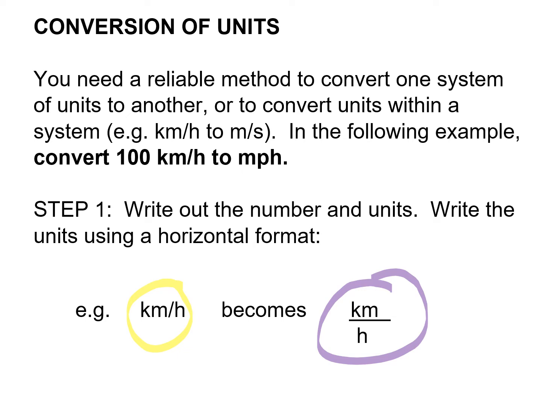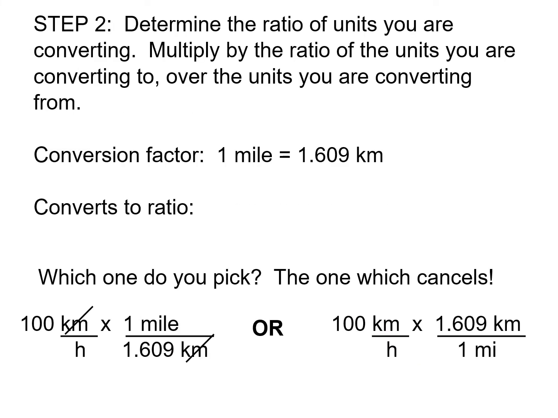We're looking at kilometers per hour. So kilometers divided by hour. So we're doing this one, we're doing 100 kilometers within 1 hour. So that helps us kind of solve this. So determine the ratio of units you are converting, okay? That, by writing it like that, you're helping to determine that.